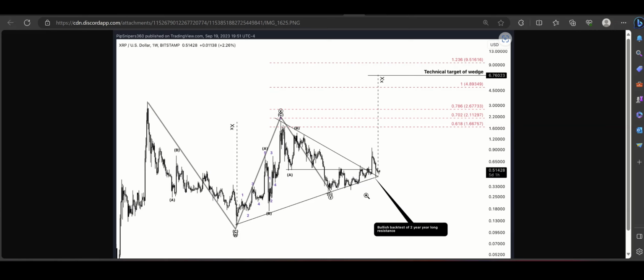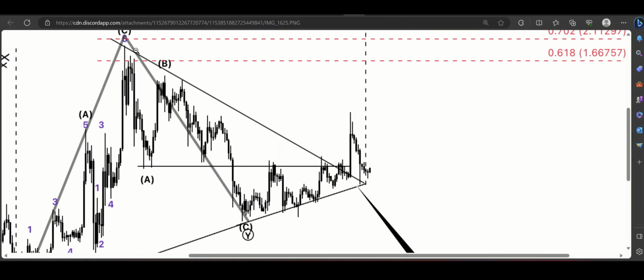And you also would have a bullish backtest of a 2-year long resistance. So you see how we were rejecting for over 2 years off this resistance. Now we've gone above it, and now we're just coming back to retest it as support.